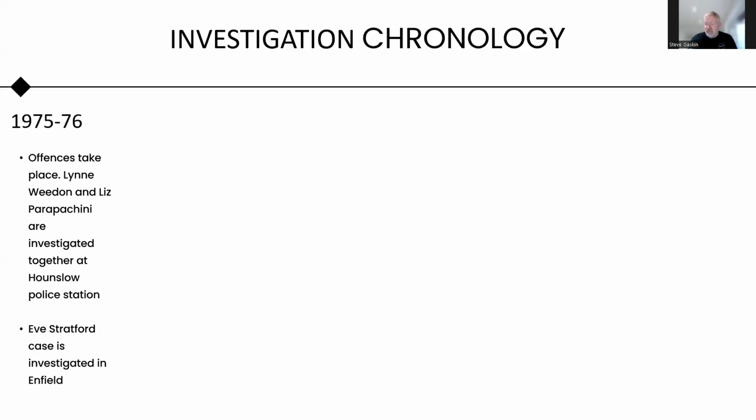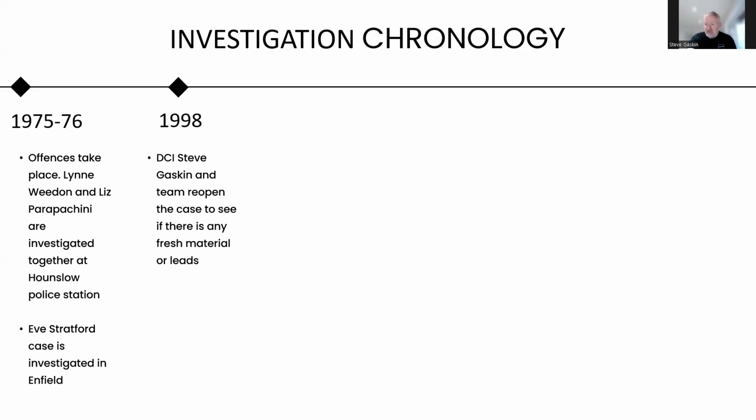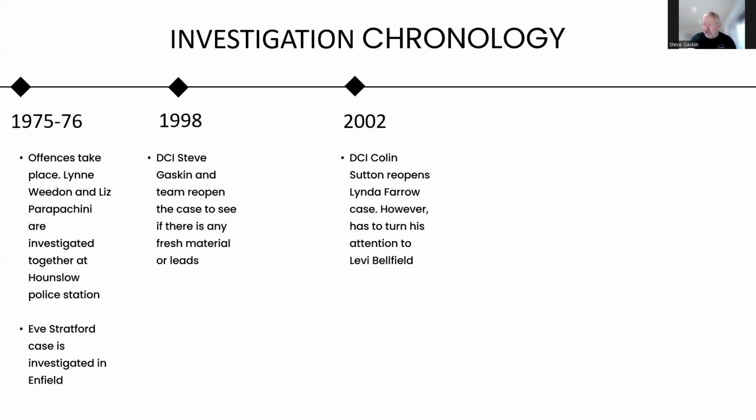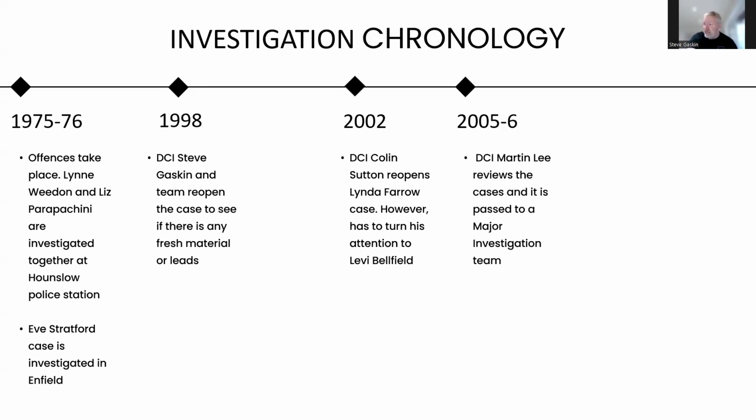This is the investigation chronology, and you can see there the offences take place. They're investigated at Hounslow Police Station, and then Eve Stratford is investigated separately at Enfield in London. In 1998, as I say, I reopened this case for fresh leads. I then retire, and then a friend of mine, a guy called Colin Sutton, takes up the inquiry. However, his attention is put onto a live case, a serial killer who's been convicted called Levi Belfield. And then a colleague of mine, Martin Lee, reviews the case, and it's passed to a major investigation team. So as a byproduct, you can see that the police never put these cases down. And then the case is still open, and they are harvesting DNA.